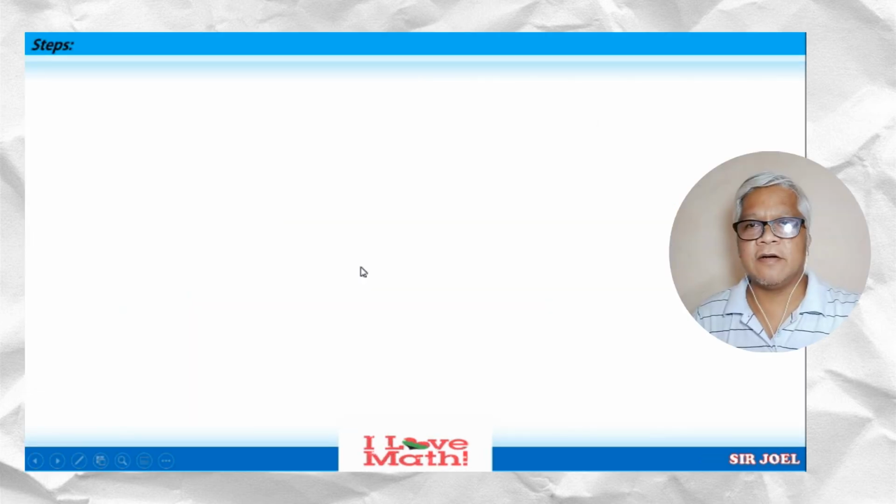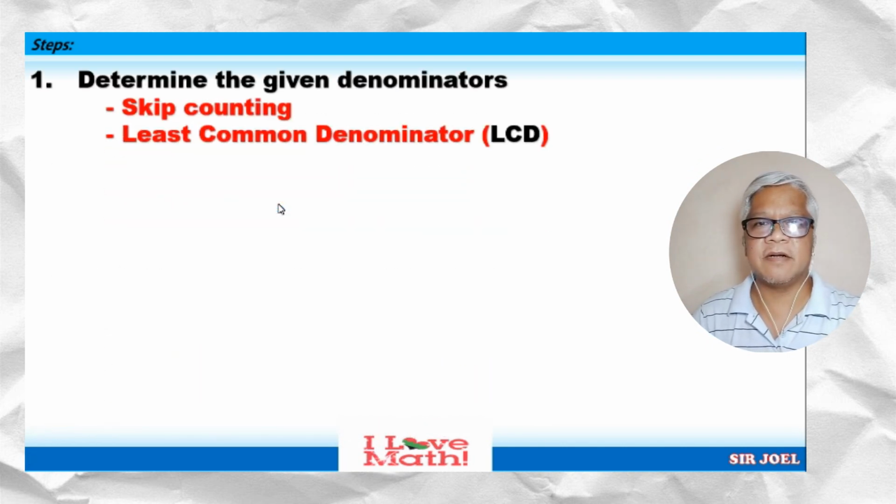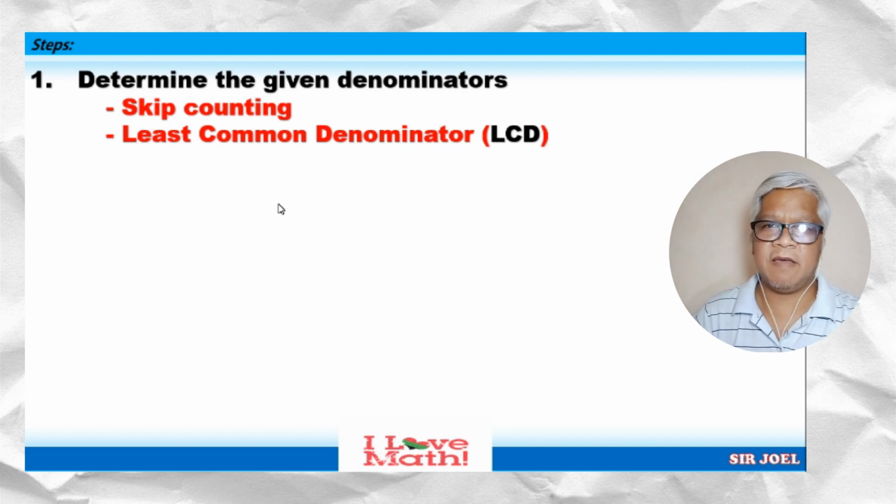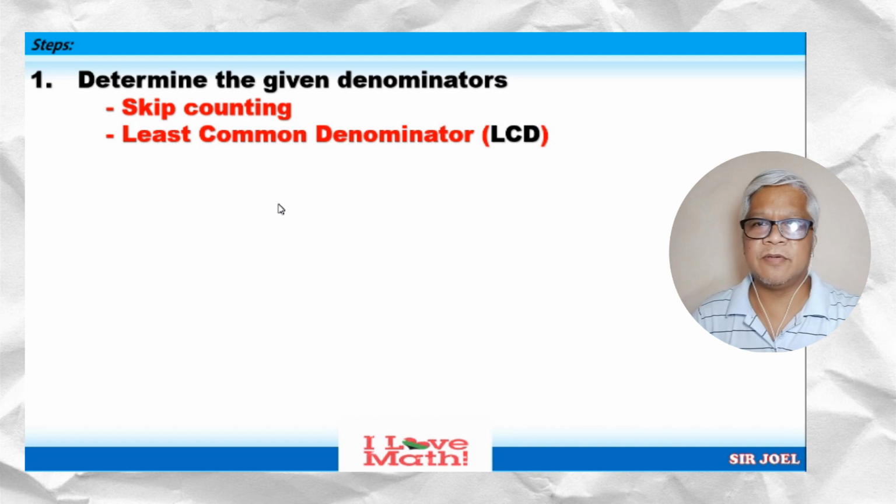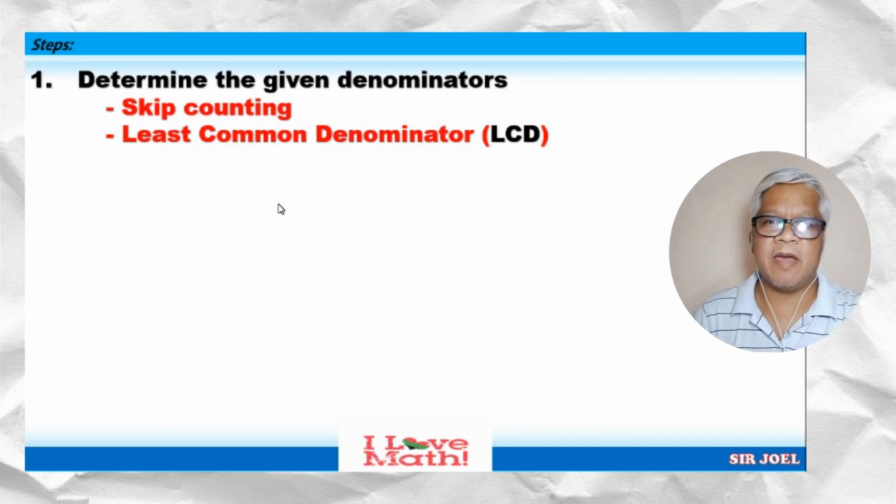Ayos? Ngayon, ano-ano yung steps na ginawa natin para ma-solve ang ating problem? Number 1, determine the given denominators. Ibig sabihin, kapag nalaman mo na yung denominators given, pwede nating i-apply yung skip counting o yung tinatawag nating paraan ng pagkuha ng multiples of given denominators. Dahil yun ang magsisilbing least common denominator kapag nakuha na natin yung common multiple.